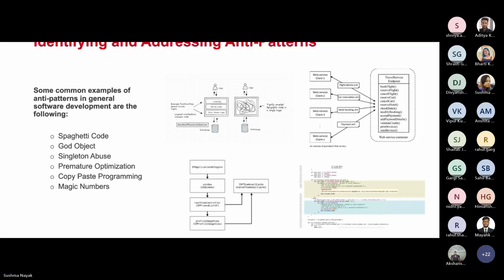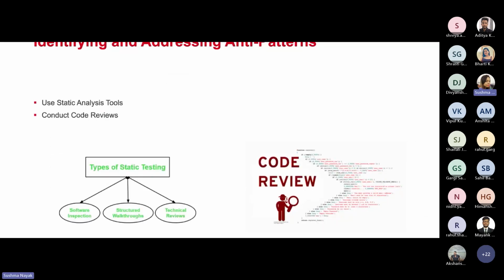Now, identifying and addressing anti-patterns. As already discussed, we should use static analysis tools, and then we should conduct code reviews. These two are very important things. Utilize static code analysis tools to automatically detect potential anti-patterns in the test code. We should configure these tools to remove anti-patterns such as hard-coded values. We can also integrate them in the CI pipeline to catch them in the early development process, as we have already discussed. And the second one is code reviews.